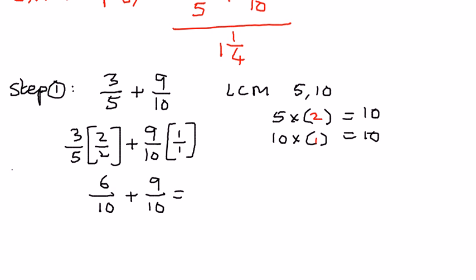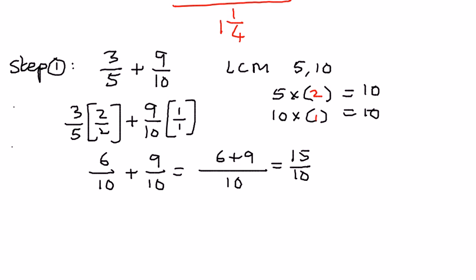Now, according to the rule of fractions, if the denominators are the same, we write the denominator once, and then we add, or combine, the numerator parts. 6 plus 9 is equal to 15 over 10. So the numerator simplified to 15 over 10. Right? Now, we're going to take the denominator part as step 2.